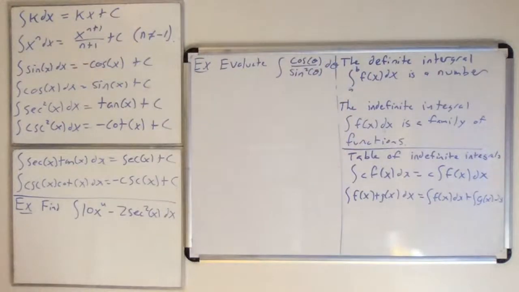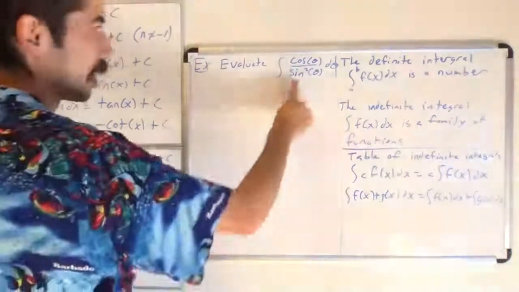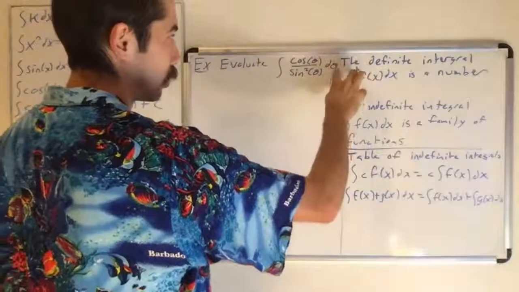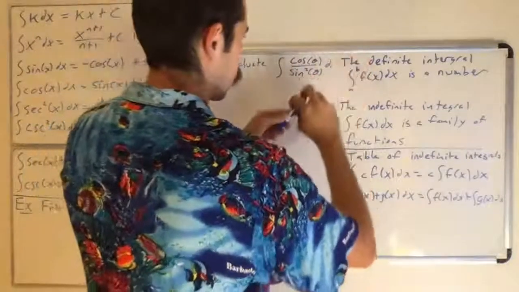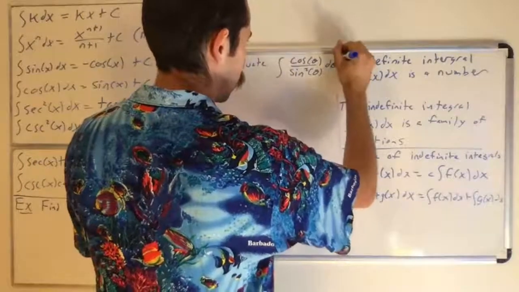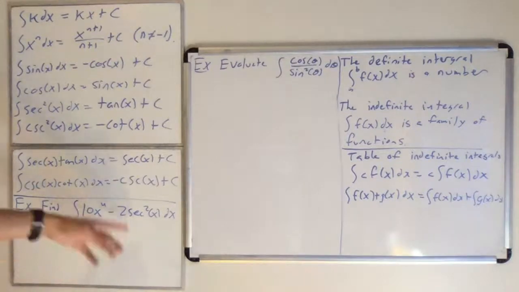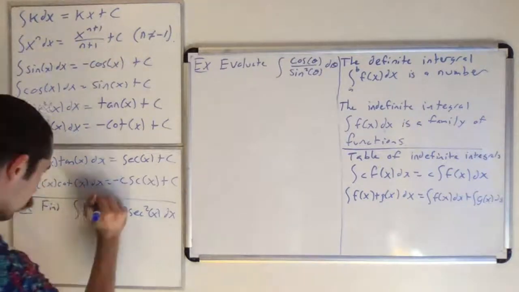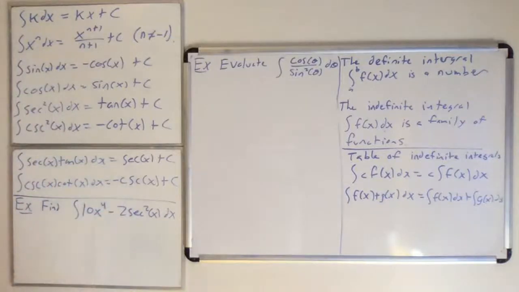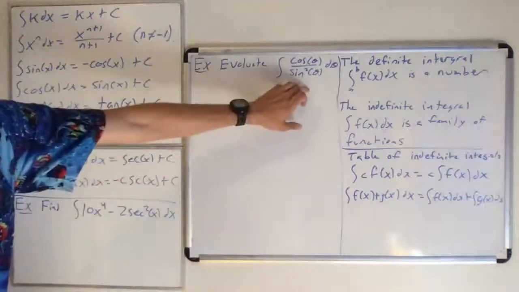This one says evaluate the integral of cosine of theta over sine squared theta d theta. All right, so I'll give you a couple of minutes to try to think about these. This one is pretty straightforward. This one's going to need a little bit of manipulation.